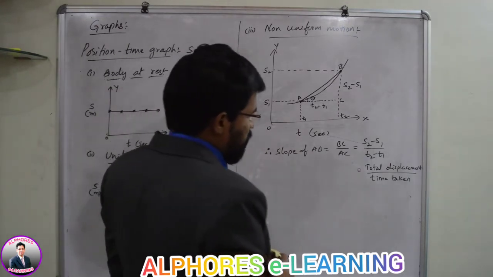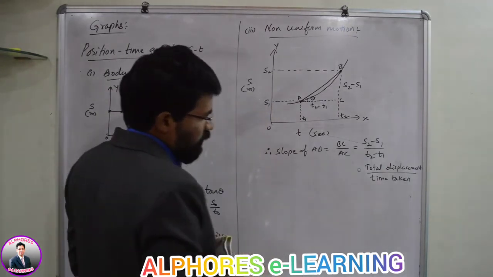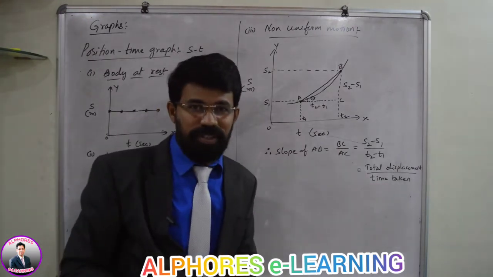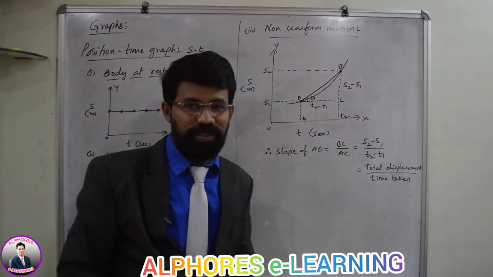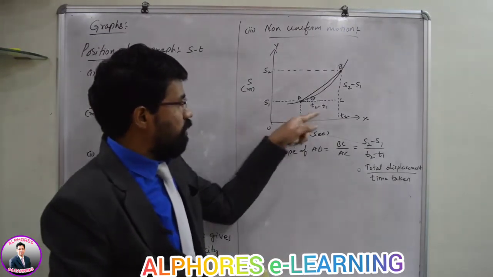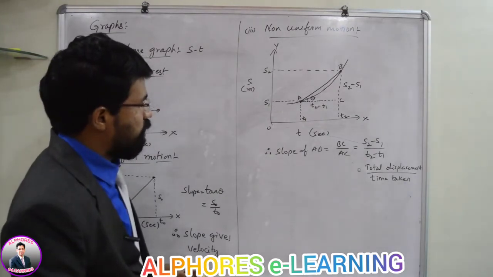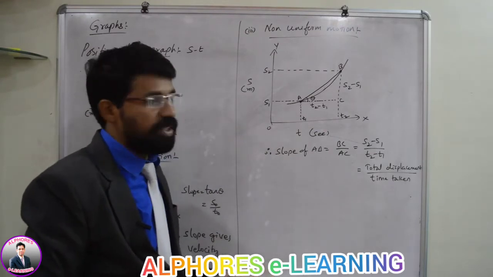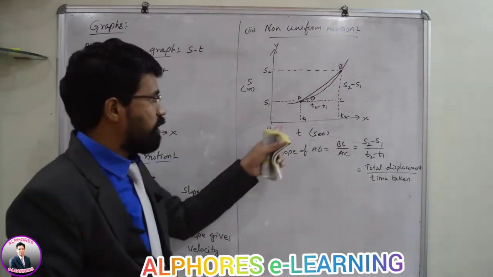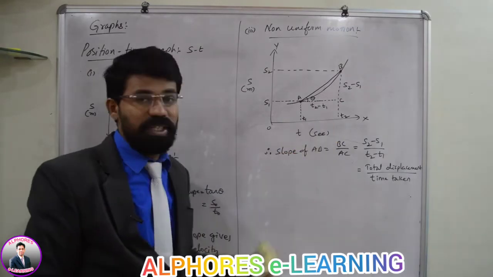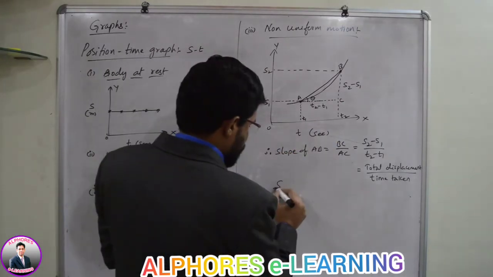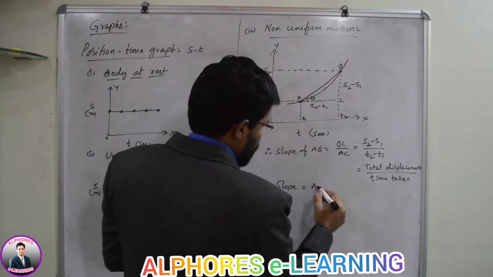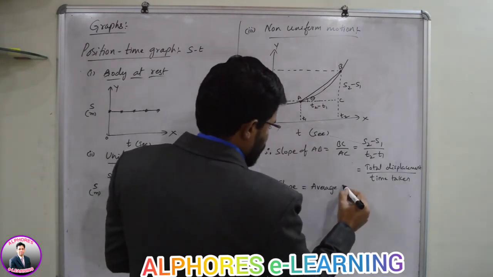Now look at this picture. What do we call this? Total displacement by total time taken. This is called average velocity's magnitude. It means in case of a non-uniform motion, if you measure the slope of a line joining 2 points, it gives us the average velocity corresponding to that particular time interval. Here the time interval is T2 minus T1. So slope is equal to, in this case, average velocity.